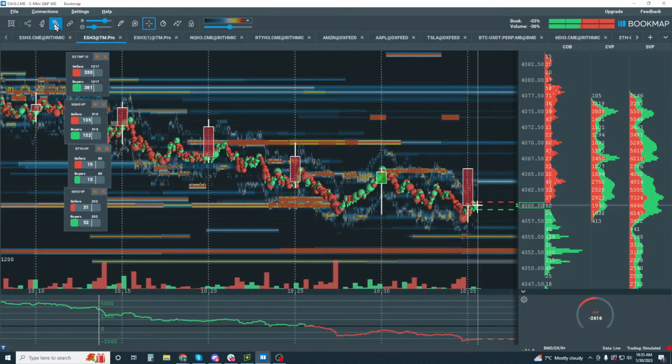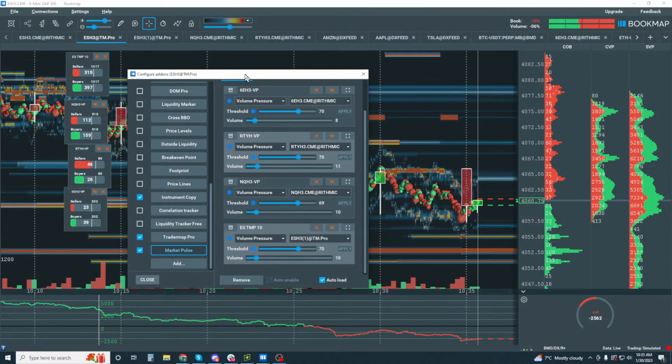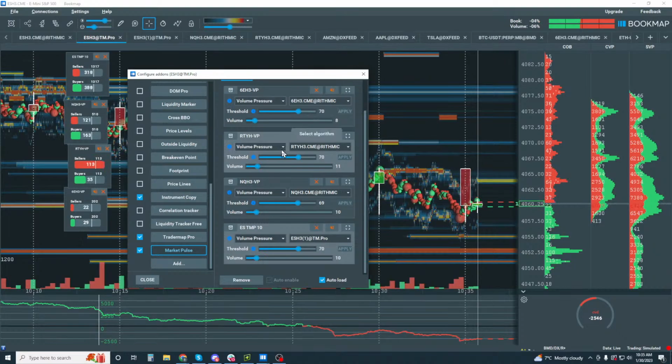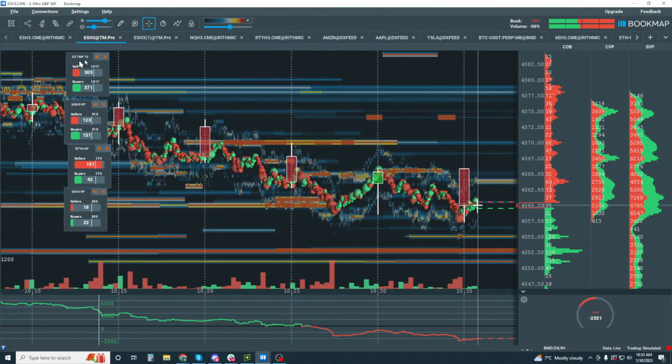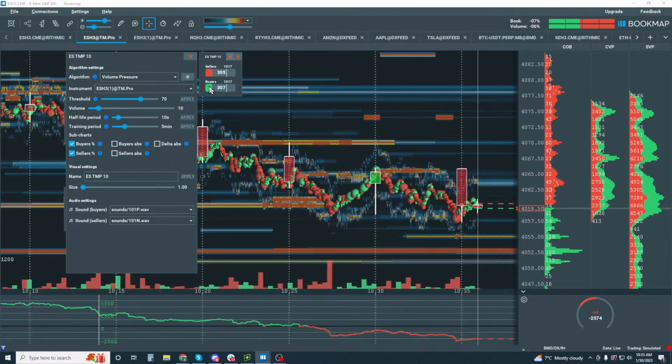Let me describe it here. And let me show you more information about it as well. Let me just open up a small one here for the ES. Okay, right click on it and go to settings. It opens up the settings here, and the widget is here. This is sellers, this is buyers, and this white line here is the threshold.